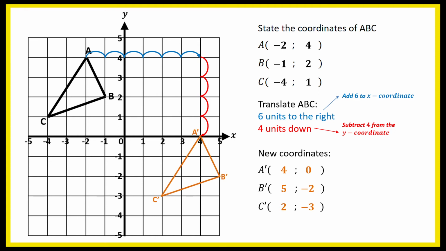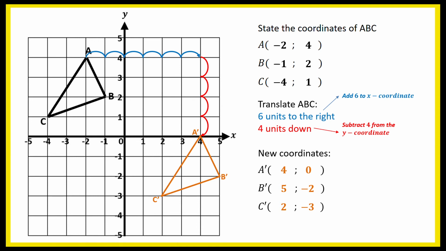Okay, so ABC has translated to A dash, B dash, C dash. Anytime that something is transformed to another part of the Cartesian plane, I always label it with a little apostrophe next to it. I call it a dash, so A dash, B dash, C dash. Some people say A1, B1, C1.